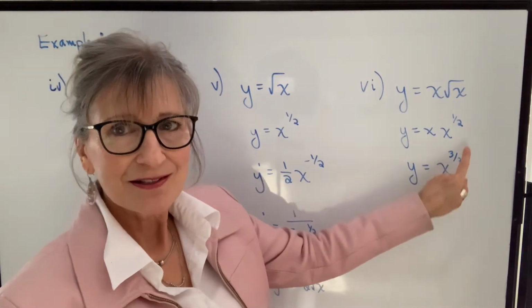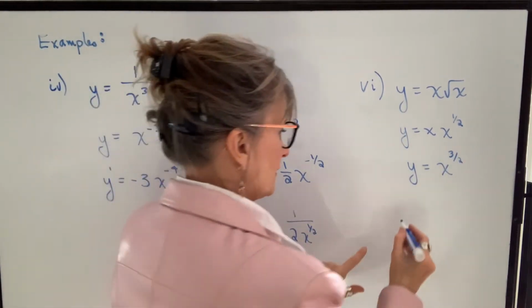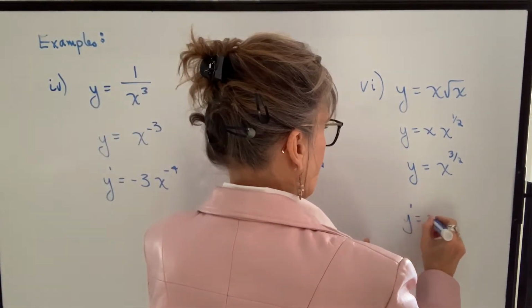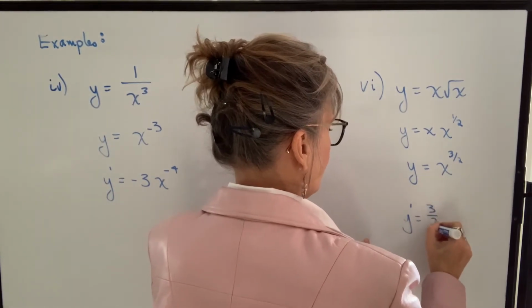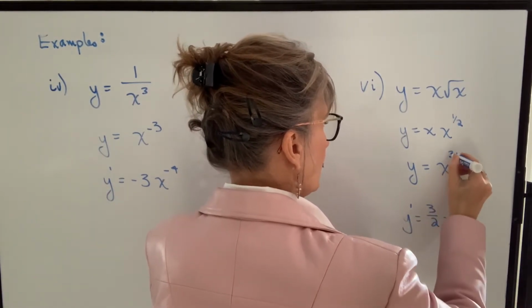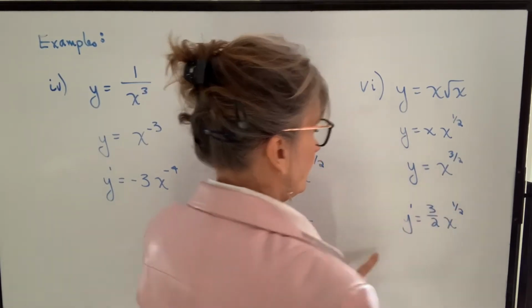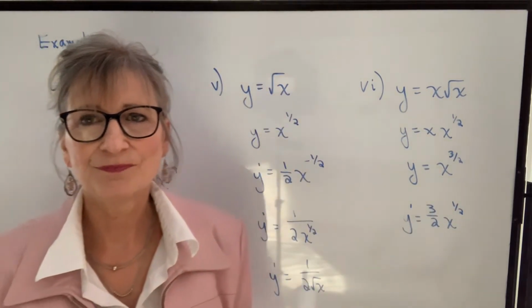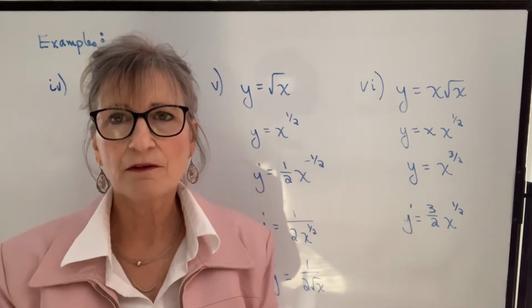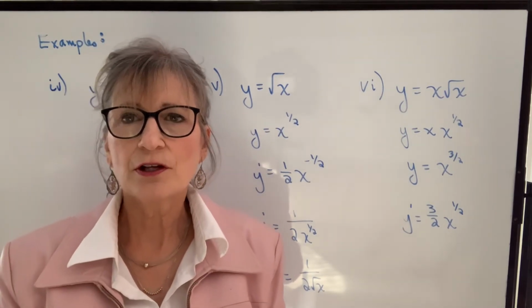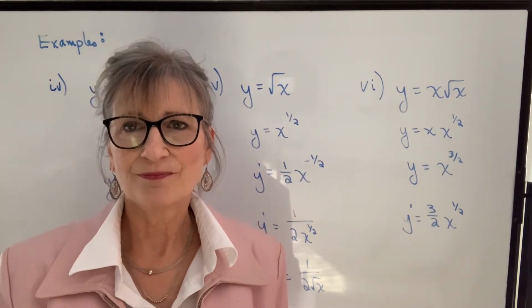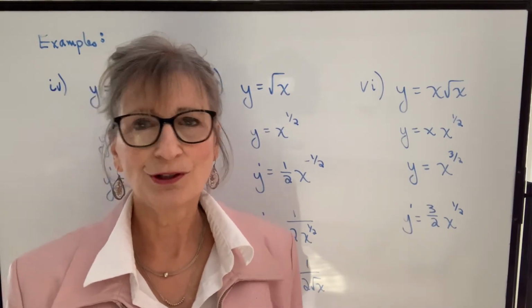Now that we have it as x to the n, we can differentiate it. We can find the derivative. It will be n, which is 3/2, x to the 3/2 minus 1. So 3/2 minus 1 is 1/2. So that would be the derivative. So some of these functions you might have to do a little bit of manipulation on the function before you can differentiate. Okay, let's take a look at another rule.